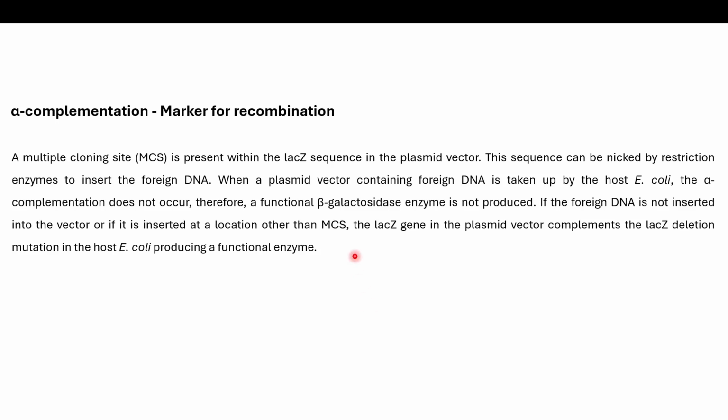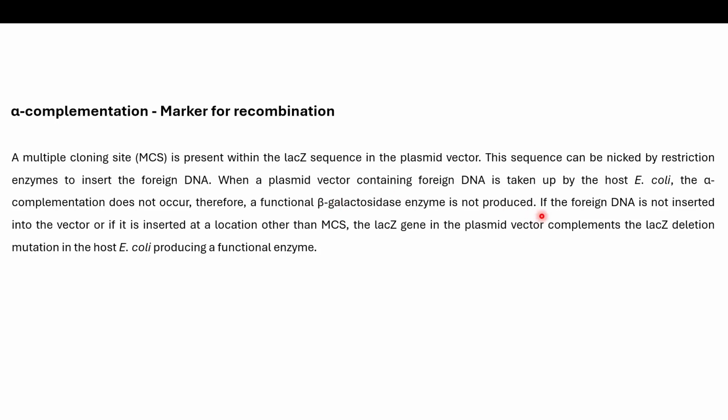Okay. Now, how is this used for screening the recombinant colonies? Suppose a multiple cloning site is present within the lacZ sequence in the plasmid vector. Now, this sequence can be digested by restriction enzymes to insert your DNA of interest or any foreign DNA. Now, when a plasmid vector containing your gene of interest or foreign DNA is taken up by the host or recipient cells, then alpha complementation won't occur. Therefore, a functional beta galactosidase enzyme won't be produced.